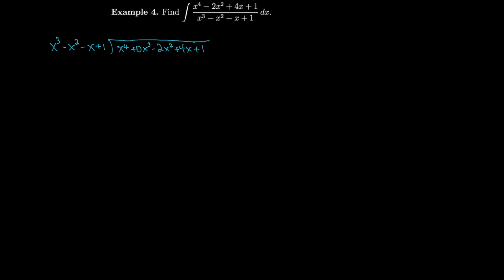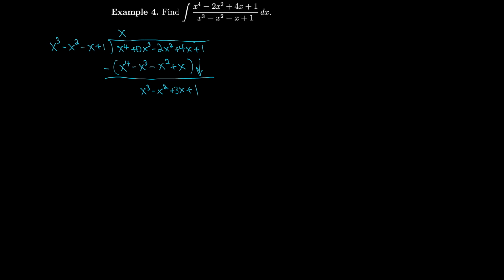Almost made it. So we take x to the 4th divided by x cubed, and we end up with x. So we divide, then we multiply, so we get x times x cubed is x to the 4th, then times minus x squared is minus x cubed, and we keep going, minus x squared plus x. And then we subtract. And we get x cubed minus x squared plus 3x plus 1, because we bring down the 1.